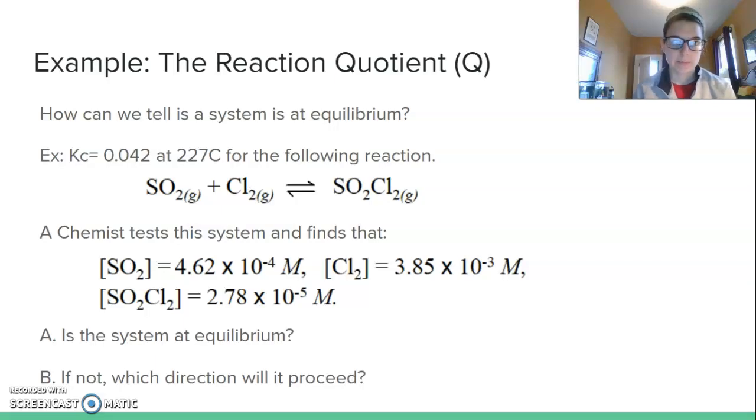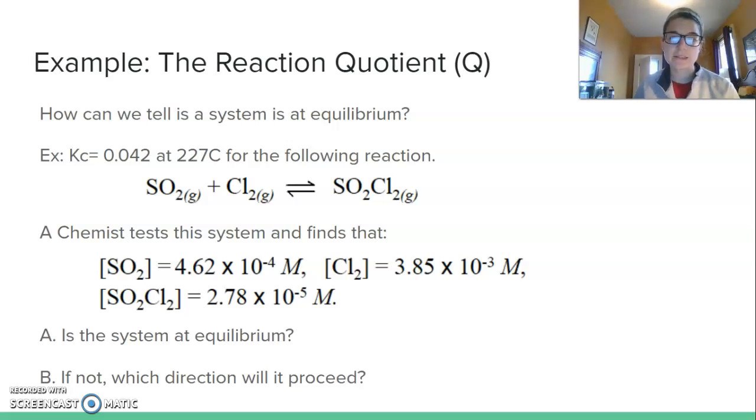So here we have an example regarding the reaction quotient. Remember, the reaction quotient and the equilibrium constant have the same setup. You calculate them the same way. It's just that the reaction quotient you can measure at any point in the reaction, whereas the equilibrium constant is only at equilibrium. So by comparing the two, we can figure out if a system is at equilibrium or not.